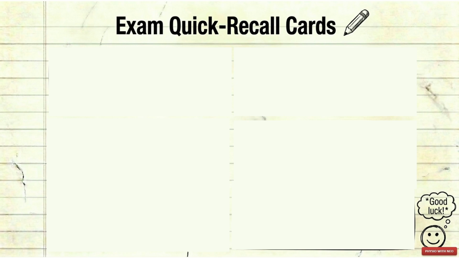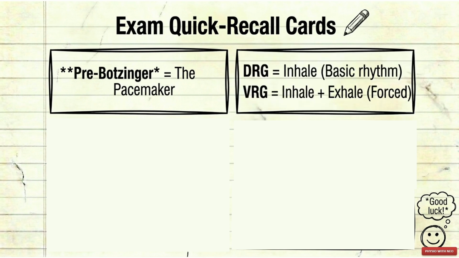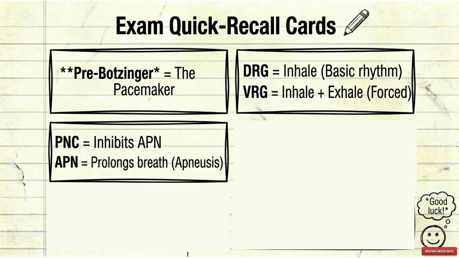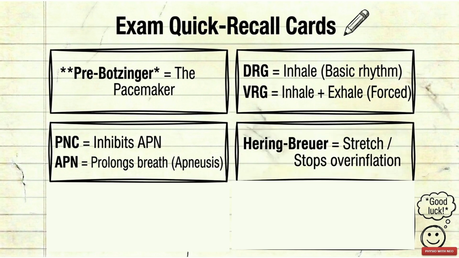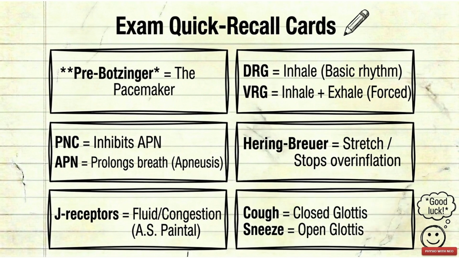Now finally, let's see some important terms for exam purposes. Pre-Botzinger is the main pacemaker for regulation. The dorsal respiratory group of neurons is responsible for inhalation, that is for the basic rhythm, whereas the ventral respiratory group of neurons executes inhalation as well as exhalation. The Pneumotaxic Center mainly inhibits the Apneustic Center. It acts like a brake, whereas the Apneustic Center, A for accelerator, acts like an accelerator. It prolongs breaths and causes apneusis. The Hering-Breuer reflex is a stretch reflex and it prevents overinflation. Whereas the J receptor identifies mainly fluid or congestion in the lungs. Remember the name of the scientist A.S. Paintal who discovered it. And finally, there are two important protective reflexes, the cough and sneeze reflex.